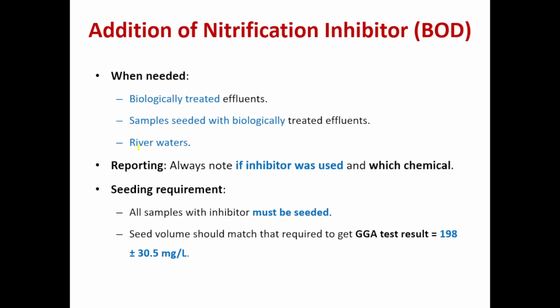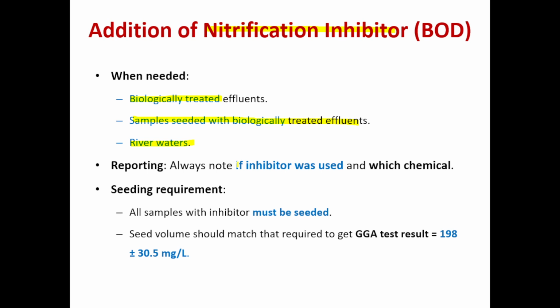Now the addition of nitrification inhibitor. We need to add nitrification inhibitor if the sample contains nitrifying bacteria and we just want to measure CBOD. If the sample is biologically treated, then there are possibilities that it contains nitrifying bacteria. For samples seeded with biologically treated effluent, there is also the possibility of nitrifying bacteria, and also in the case of river waters.